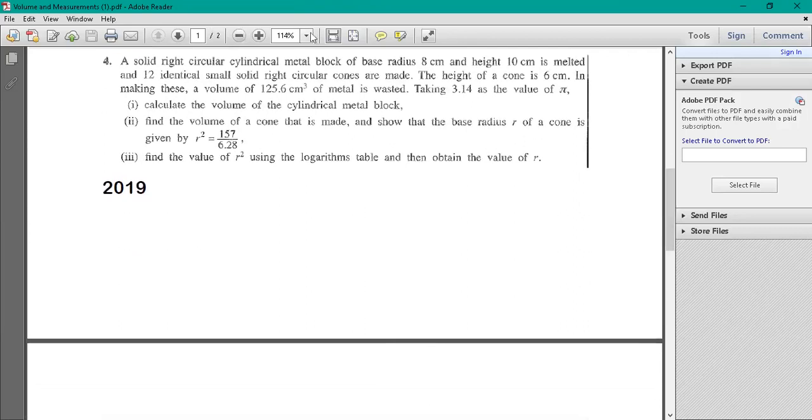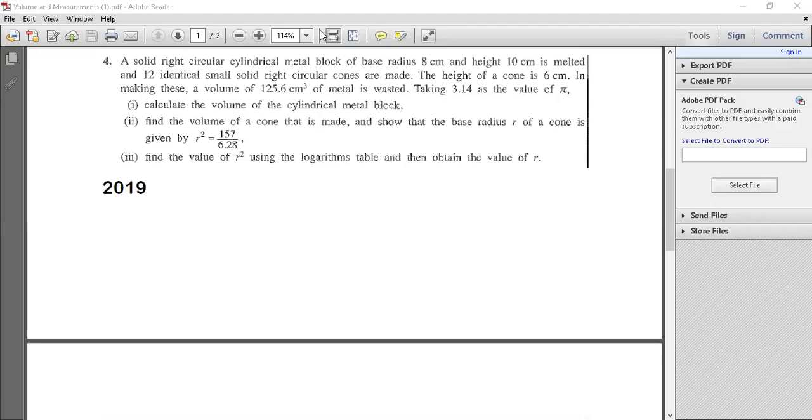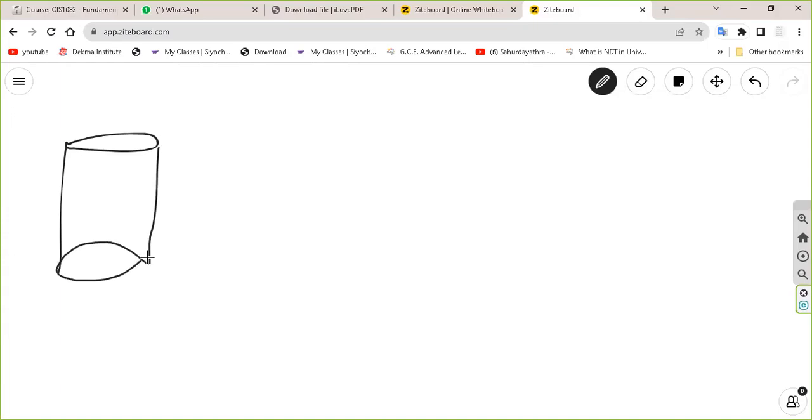A solid right circular cylindrical metal block of base radius 8. A cylinder with base radius 8 and height 10 centimeter.